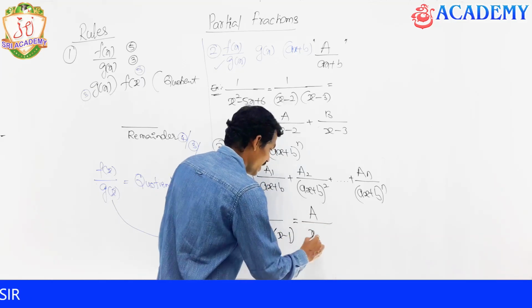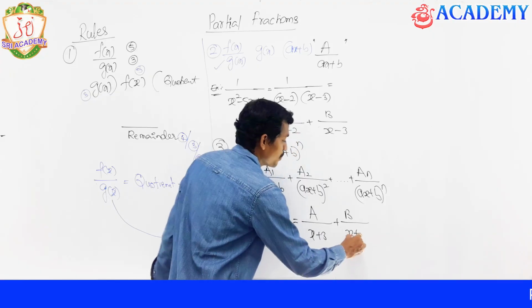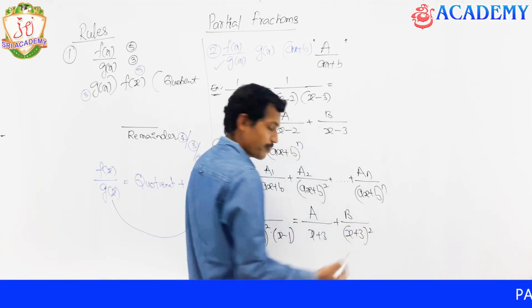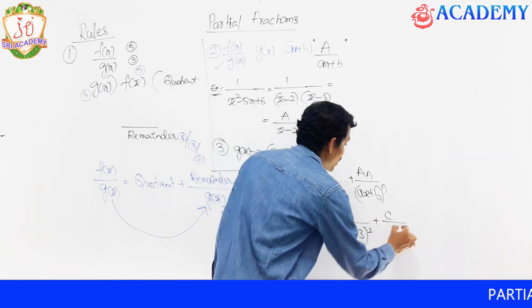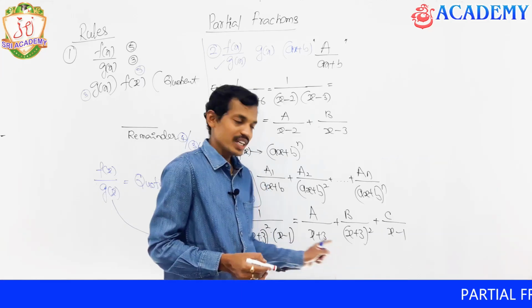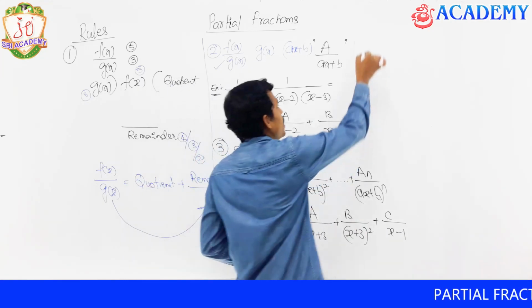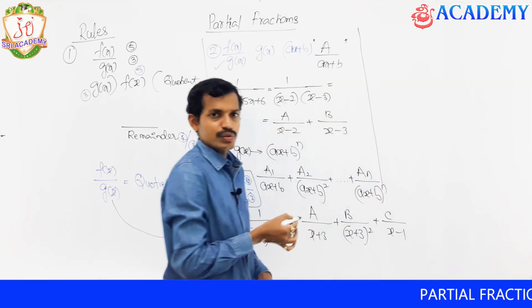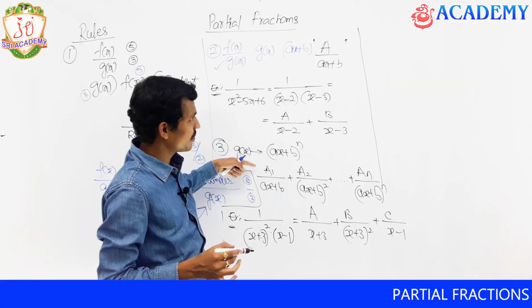A by (x plus 3), next B divided by (x plus 3) whole square. This is linear as it is, plus C divided by (x minus 1). This is repeated 2 times, so you get 2. If it is repeated 3 times, you will get 3. See, these are the remaining 2 rules. We are going to have the remaining 2, the same linear factor repeated.